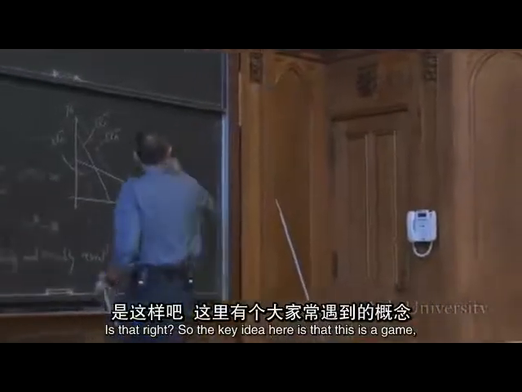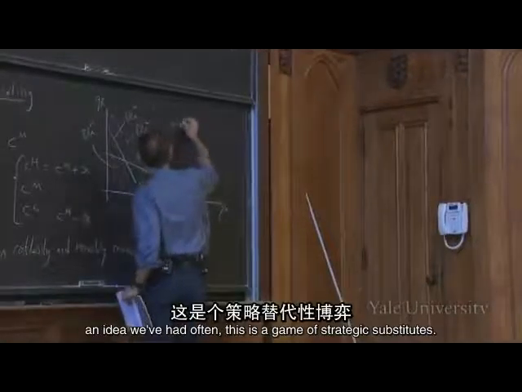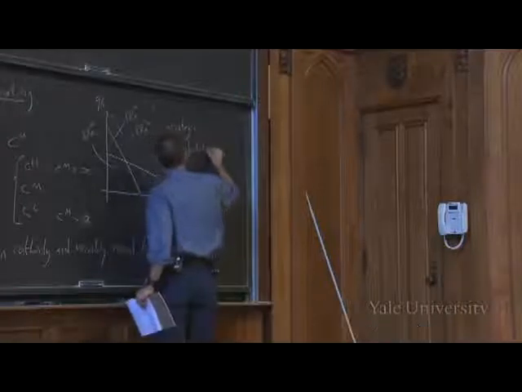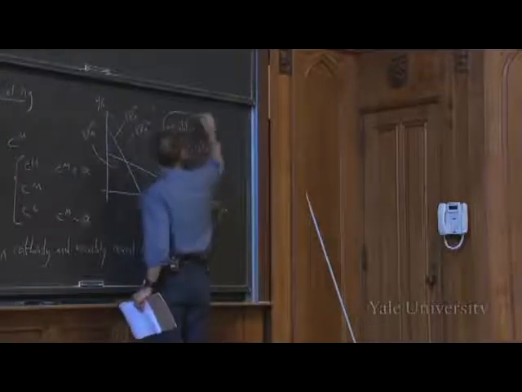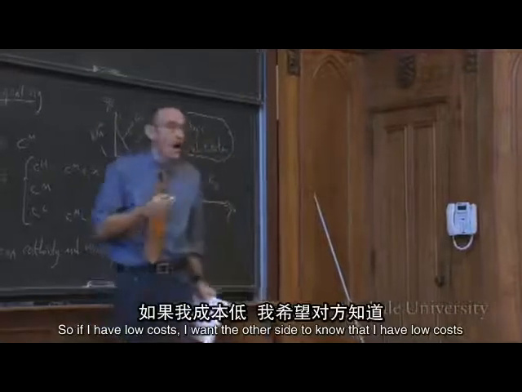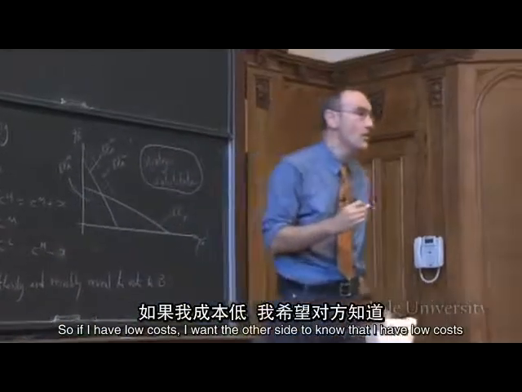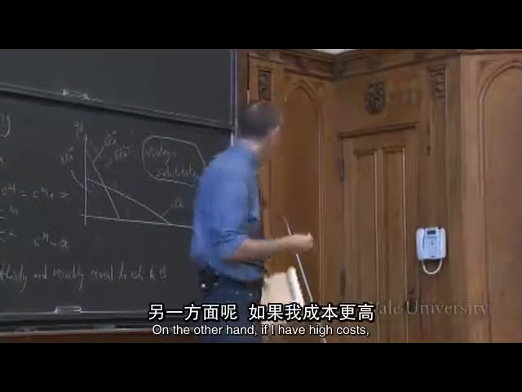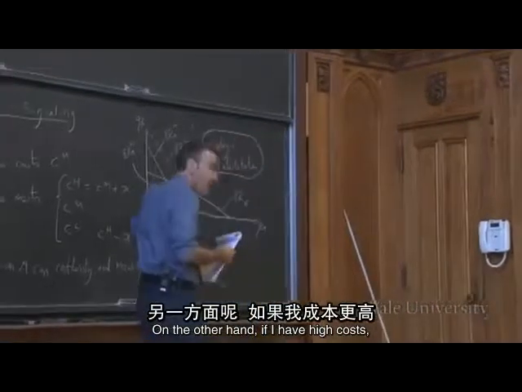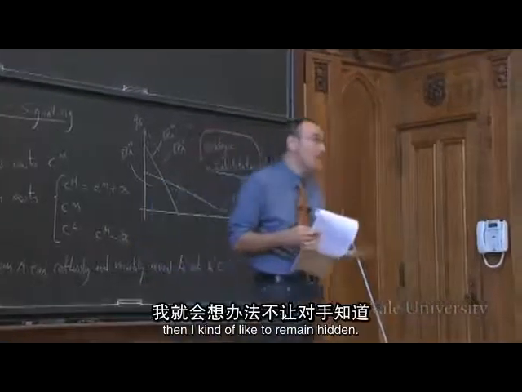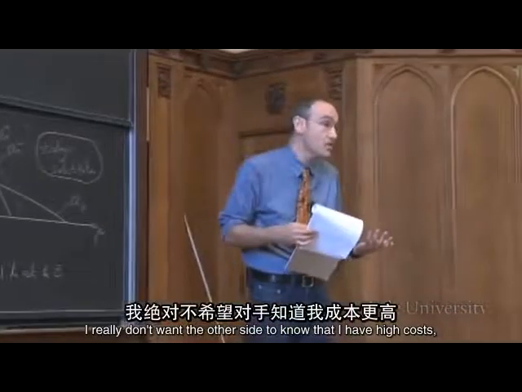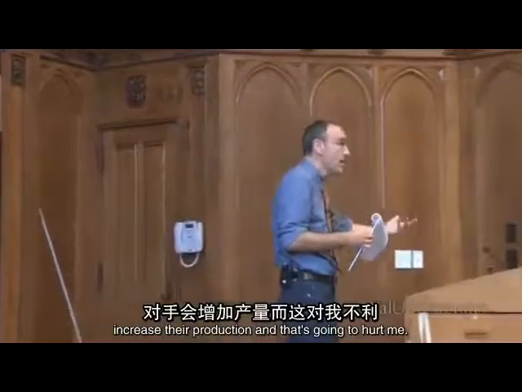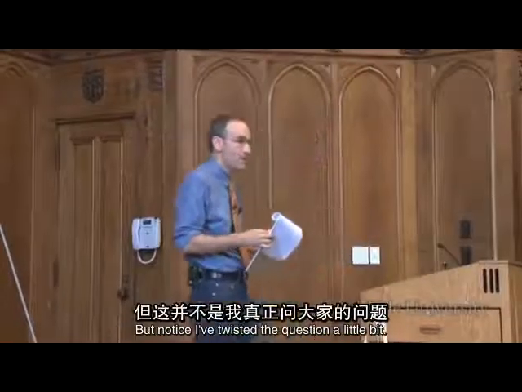So the key idea here is that this is a game, an idea we've had often, this is a game of strategic substitutes. So if I have low costs, I want the other side to know that I have low costs, because it will cut back its production, which helps me. On the other hand, if I have high costs, then I'd kind of like to remain hidden. I really don't want the other side to know that I have high costs. Because if I have high costs, then the other firm's actually going to increase their production, and that's going to hurt me.